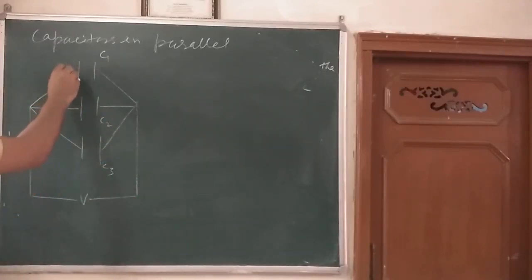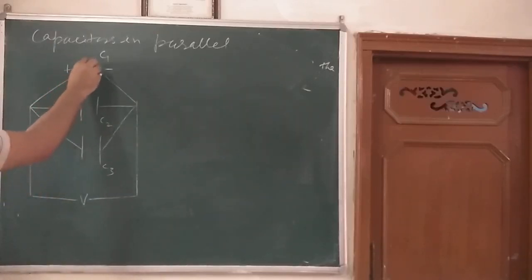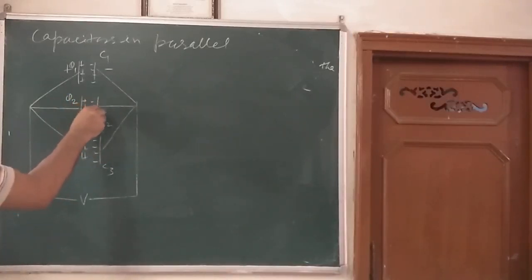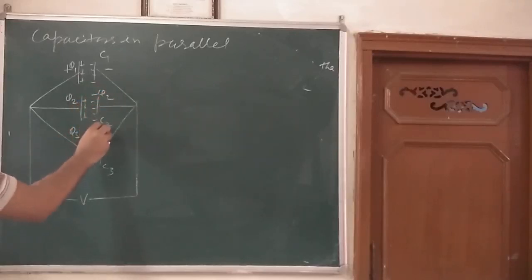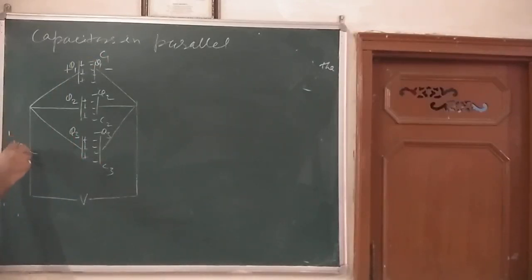The charges are different here. Here is plus and minus Q1 charge, here is Q2 charge and here is Q3 charge. Say this is plus and minus: here is minus Q2, minus Q3 and minus Q1. So dear children, in total here is plus Q charge and here is minus Q charge, we can say.